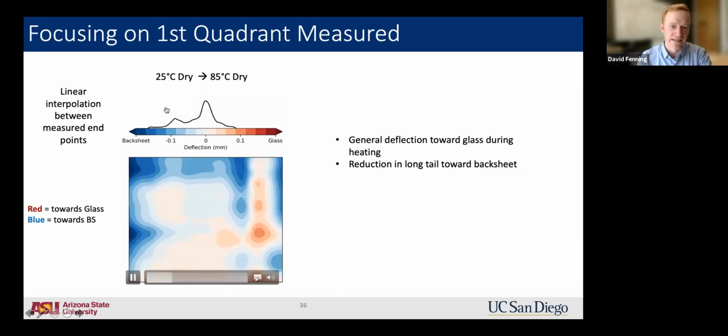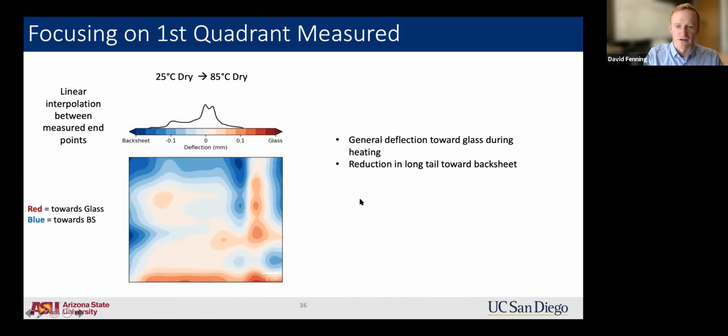So what we can see in terms of the distribution is that although some of the distribution is broadening here, the most extreme components are decreasing in number. And so overall, there appears to be a significant shift in the distribution toward the glass during heating, but a reduction in that long tail of the distribution that leads to an overall lower variation.